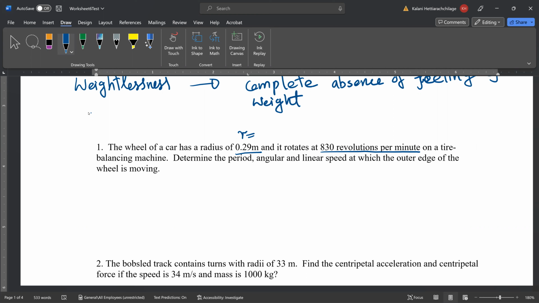Okay, so now let's think about the first part. R is given, so I need to find the period. Now, how do you find the period in this problem? You need to get the definition of the period first. What the period is, as we discussed in an earlier lecture also: the period is the time to complete one cycle.